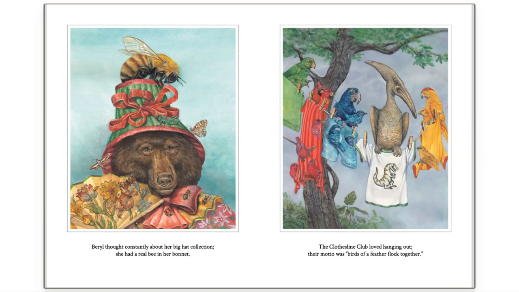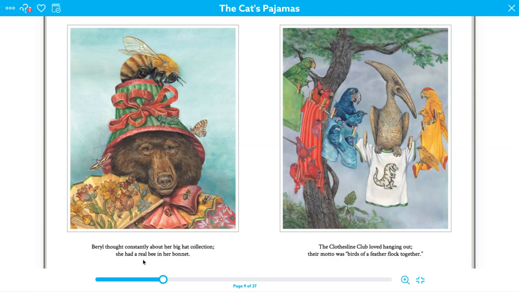So I'm going to stop, right? And I'm going to talk about each phrase, each word, step by step. So real means that it's true, right? It's not imaginary. A bee is an insect, right?